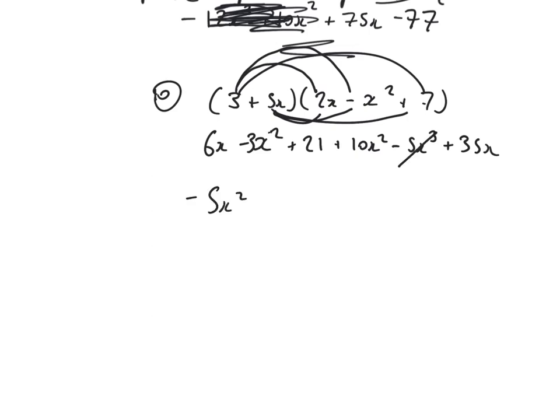Okay, so I've got minus 5x cubed. I've got minus 3x squared plus 10x squared. So I'm down at minus 3 on a number line, moving up 10. Take your time, be careful. 7x squared. Got 35x plus 6x, 41x, and finally plus 21.